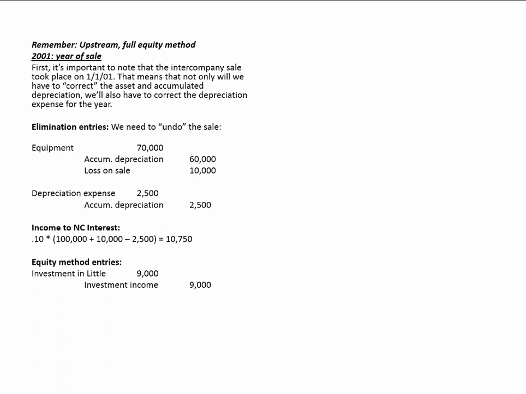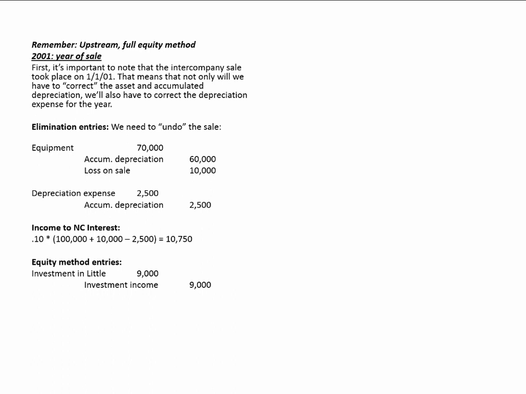Again, under the full equity method, the parent records as an adjustment to investment income the removal of unrealized gains and losses and the recognition of realized gains and losses. And you'll note the parallel to the elimination entries. I did the elimination entries first because it's easier to think about it when they're done in this order.